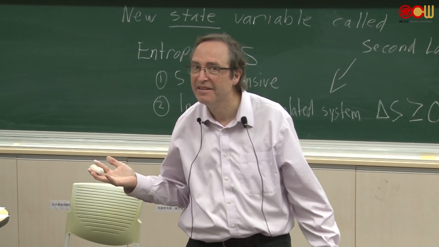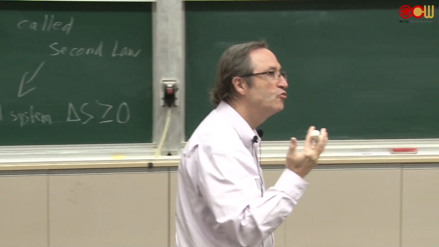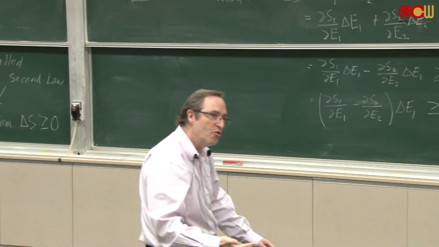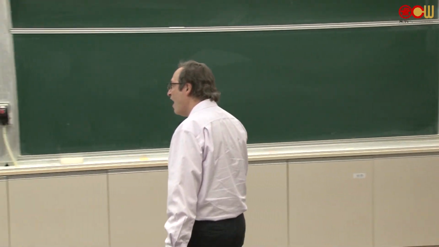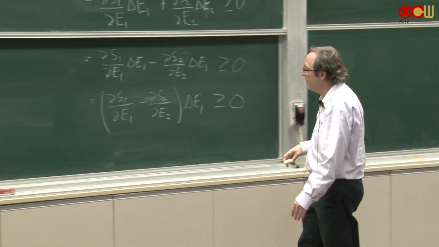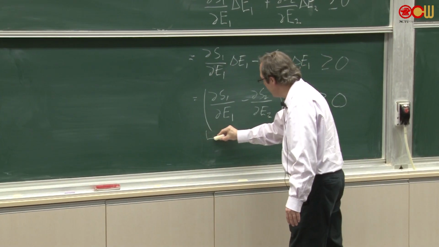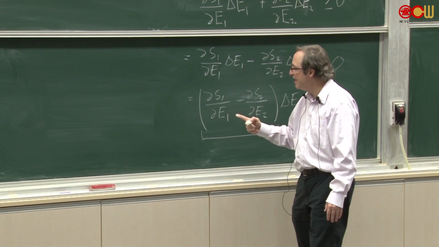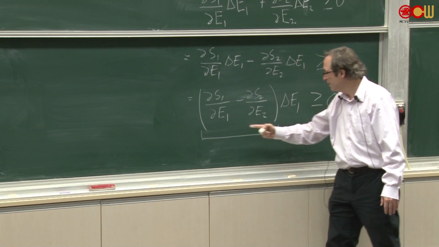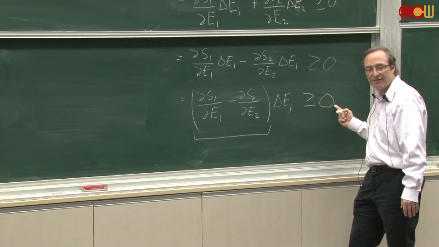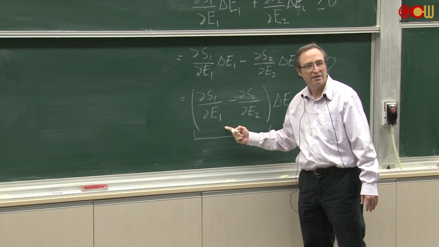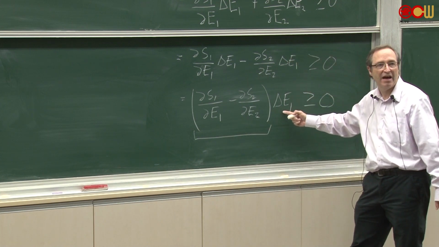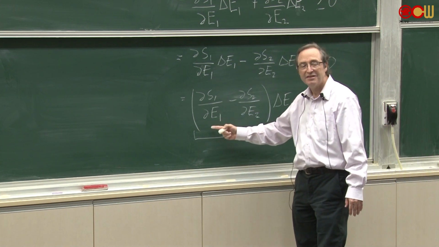Which one's hotter? If energy is going from 2 to 1, is 2 hotter than 1, or is 1 hotter than 2? 2 is hotter than 1. All right, so that means this thing has to be positive, right? Because a positive times a positive is greater than 0. This cannot be negative, because then we'd have a negative times a positive, and that would give me a negative. So this is positive.